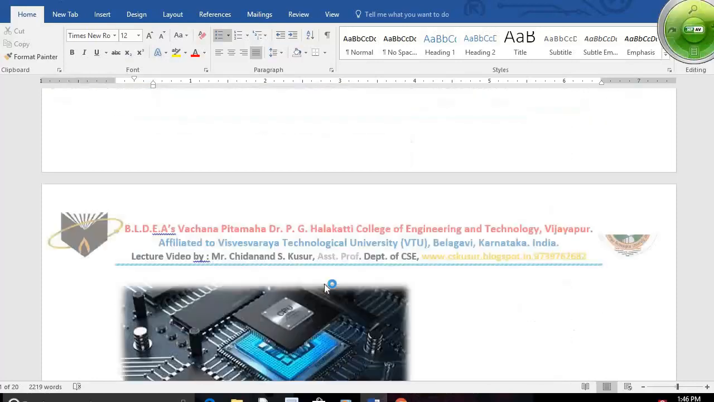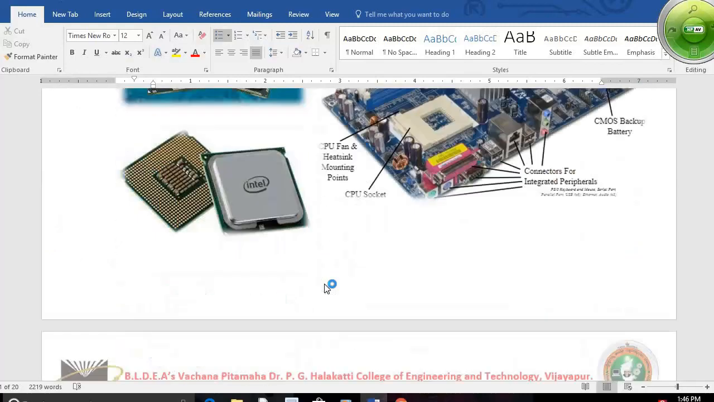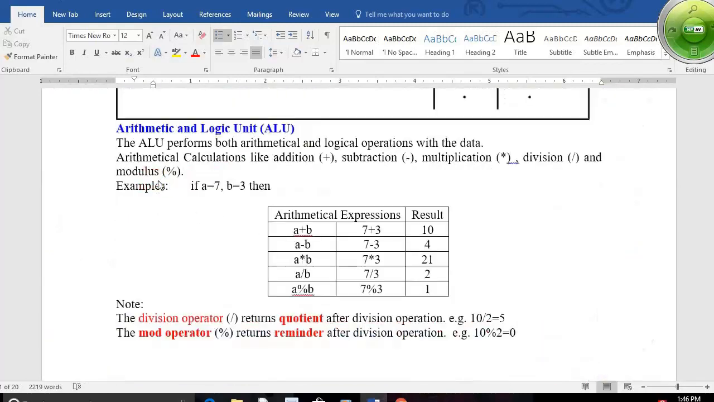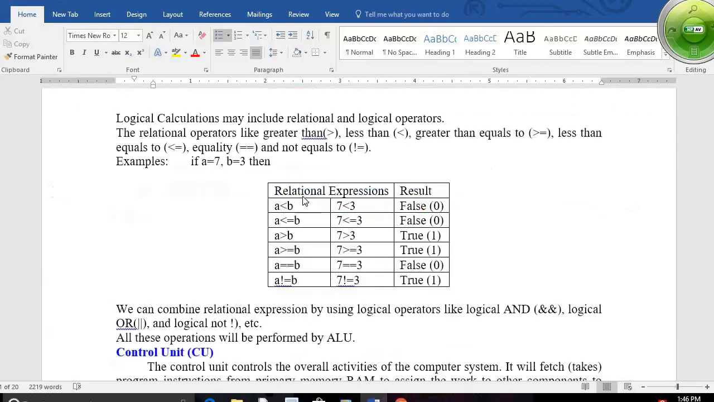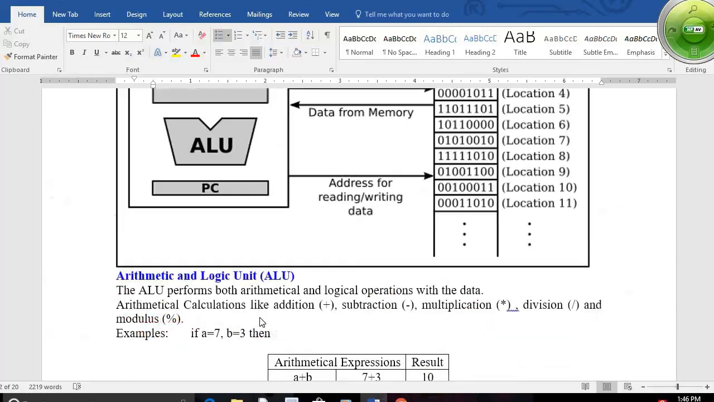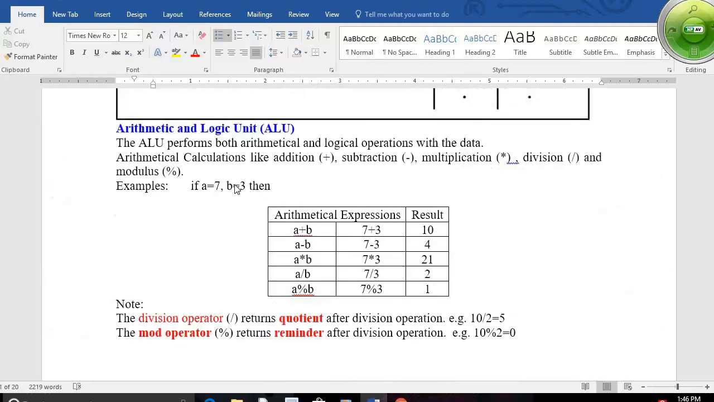Let us start our discussion with the ALU. What is ALU? Arithmetical and logical unit. Arithmetical calculations mean addition, subtraction, multiplication, division and mod. Logical operations are less than, greater than, which are relational expressions, and logical AND, logical OR, logical NOT. Let us start our discussion with arithmetical calculations.